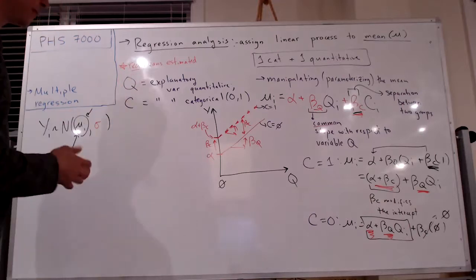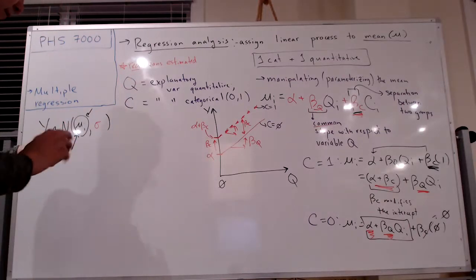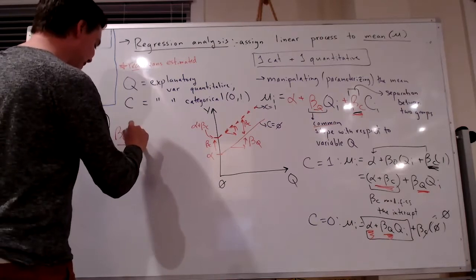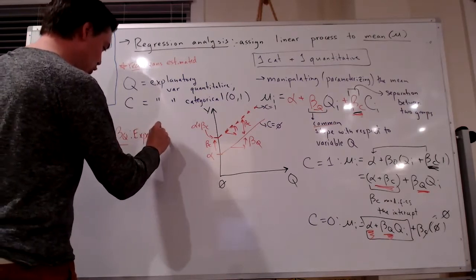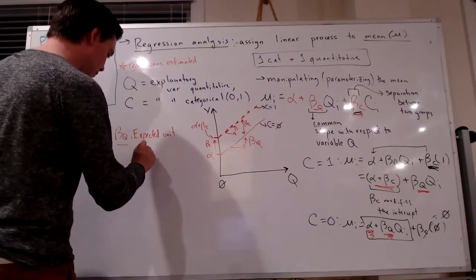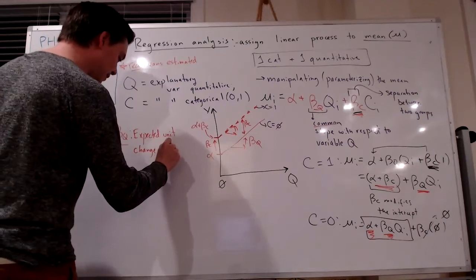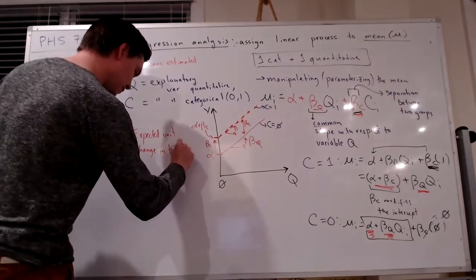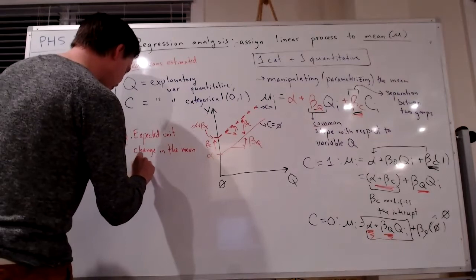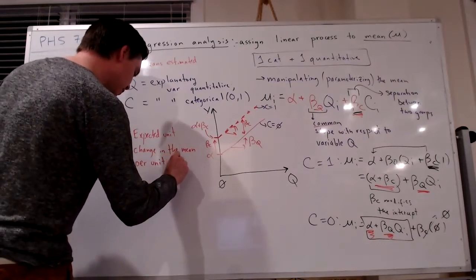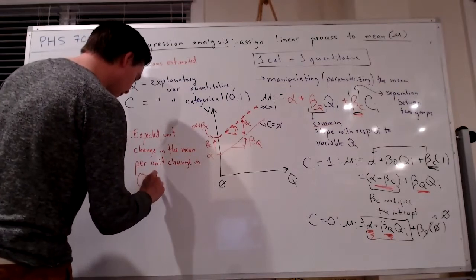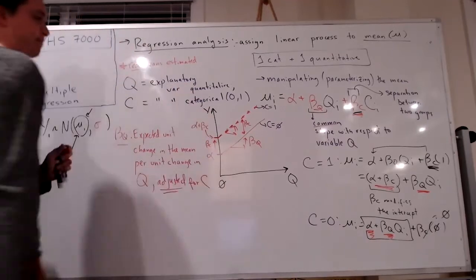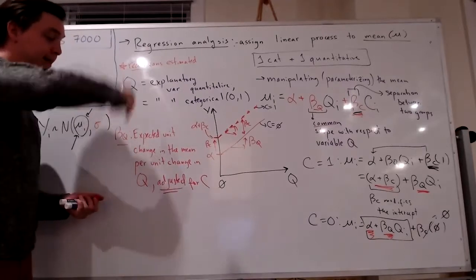Let's talk a little bit about interpretation. What we usually say is, for beta Q, that this is the expected unit change in the mean of the response per unit change in Q, adjusted for C.